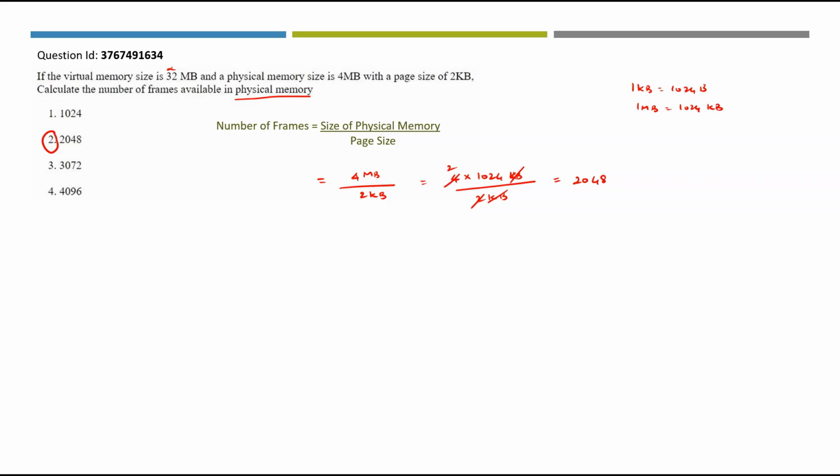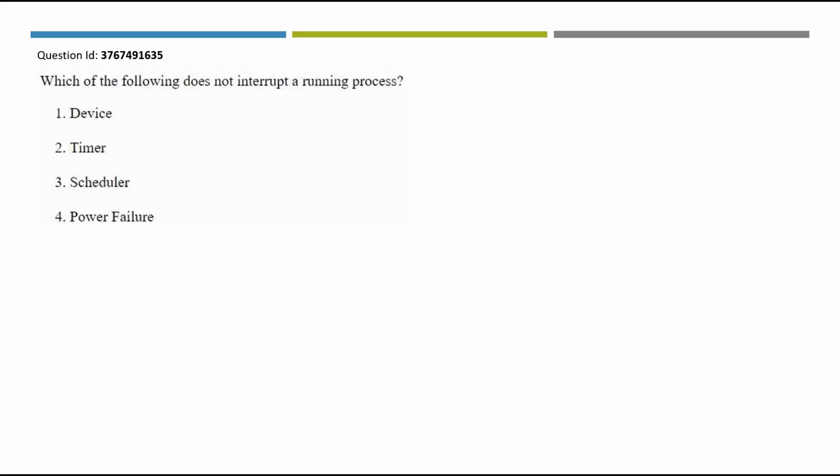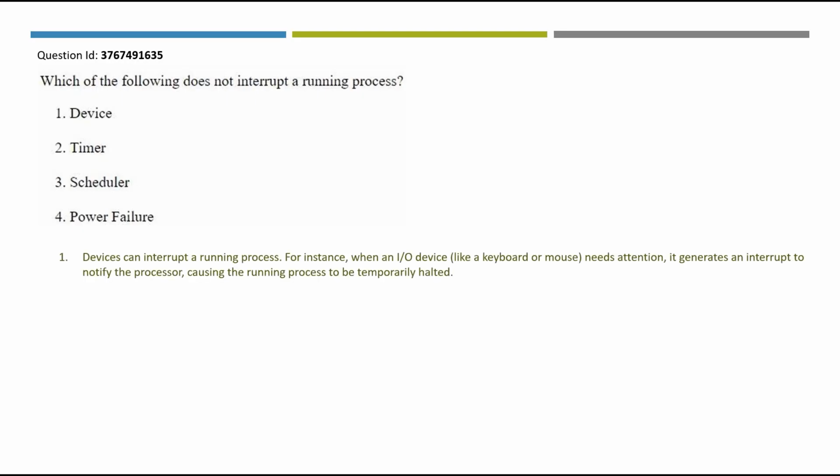Option number 2 will be the right answer. Next question, which of the following does not interrupt a running process? Device, timer, scheduler, power failure. Now we'll look at all the options.